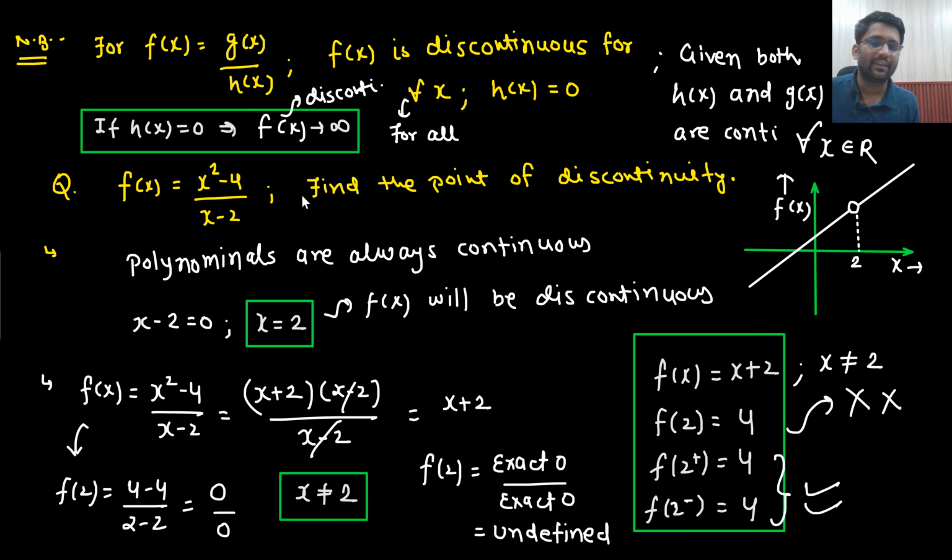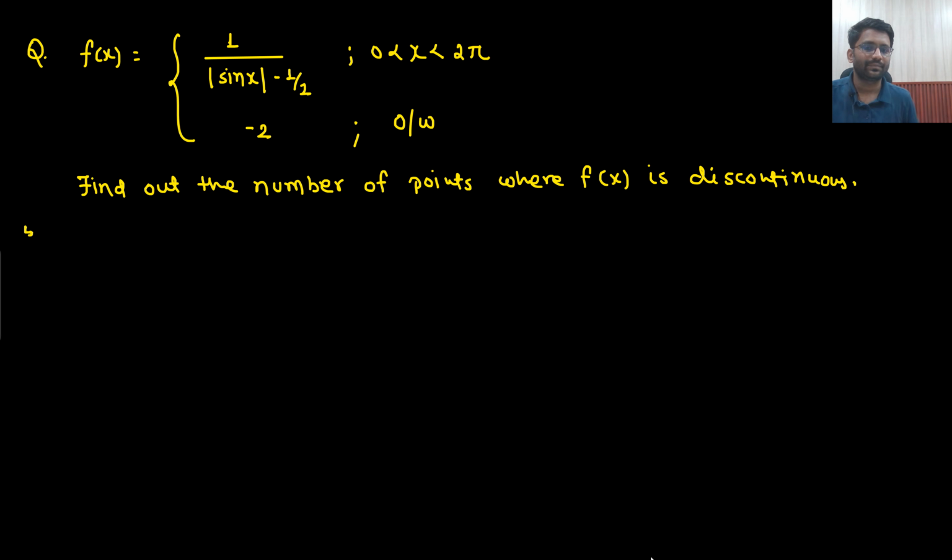So at a lot of places I have seen that what they would do is that they will cancel out and they will say that yes, x plus 2 is always continuous, baseless. If the question is given g(x) by h(x) and you get to know that g(x) is a polynomial, h(x) is a polynomial, they are always continuous, then simply put h(x) equals 0 and your job would be done. You will be able to find out the point of discontinuity. Let's just solve this question.